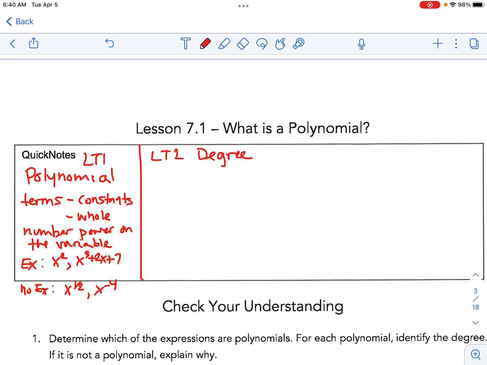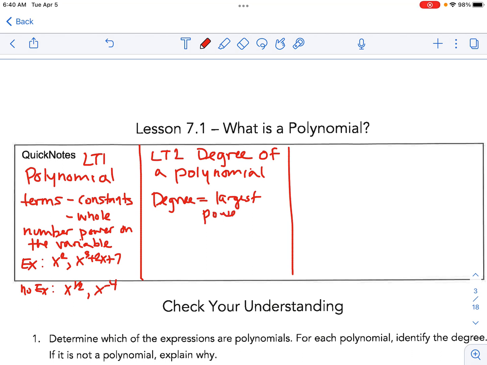Learning target 2 is talking about the degree of a polynomial. So the degree is the largest power or exponent. Let me rewrite that. Largest power. When I say power, I mean the largest. Look for the largest exponent.